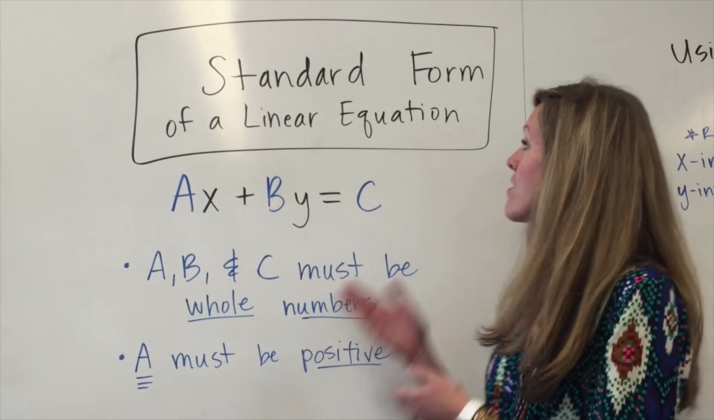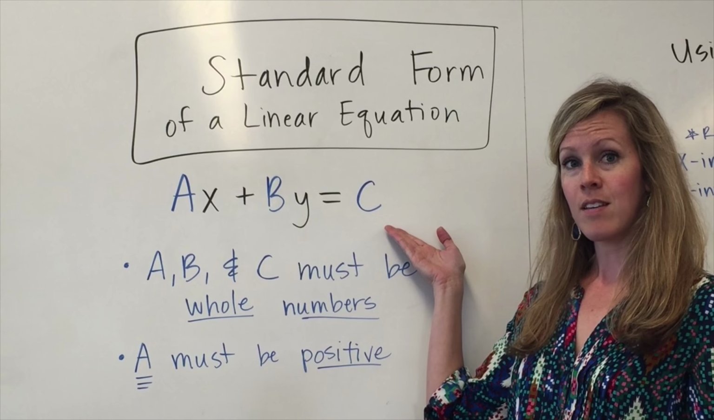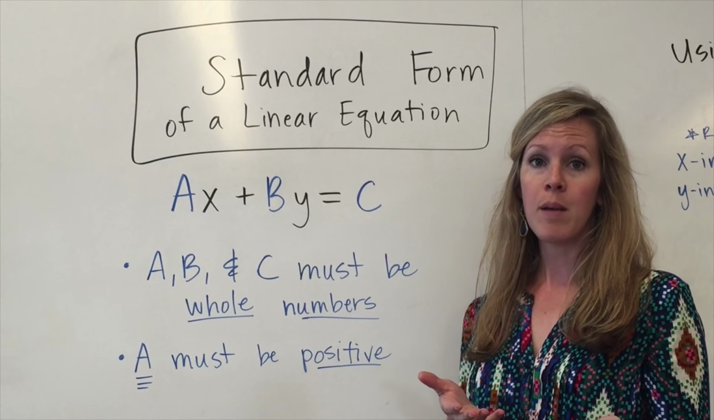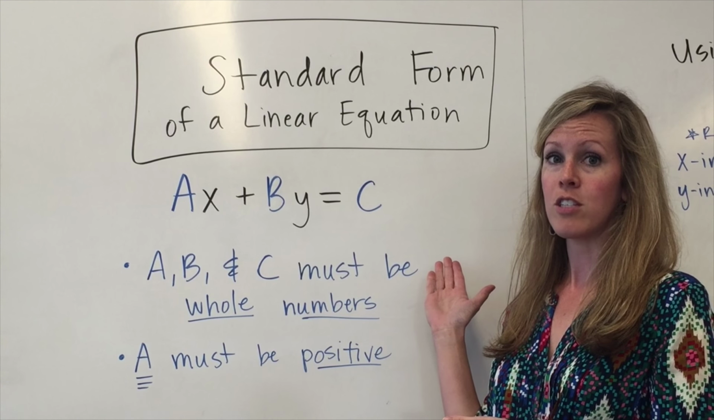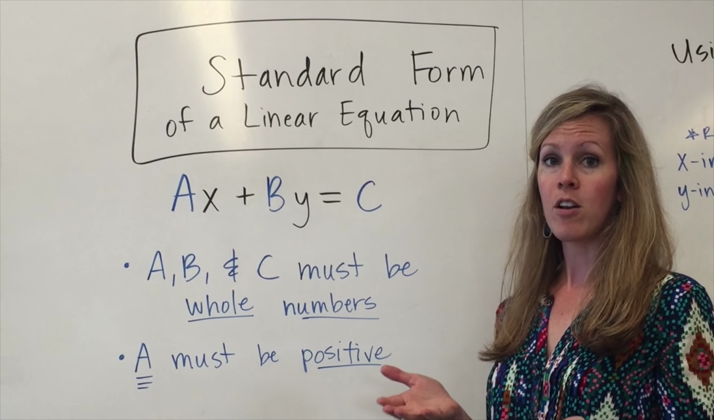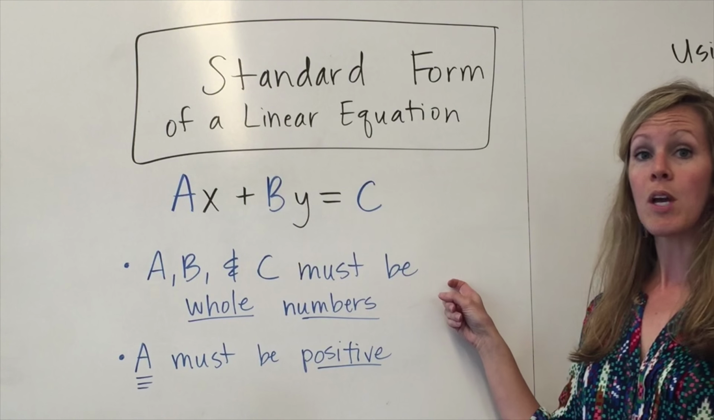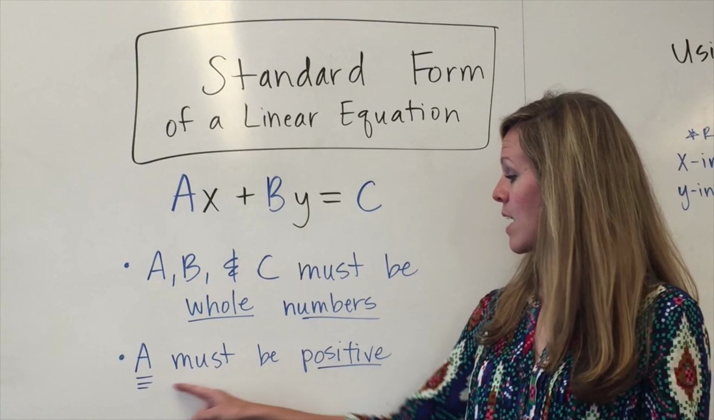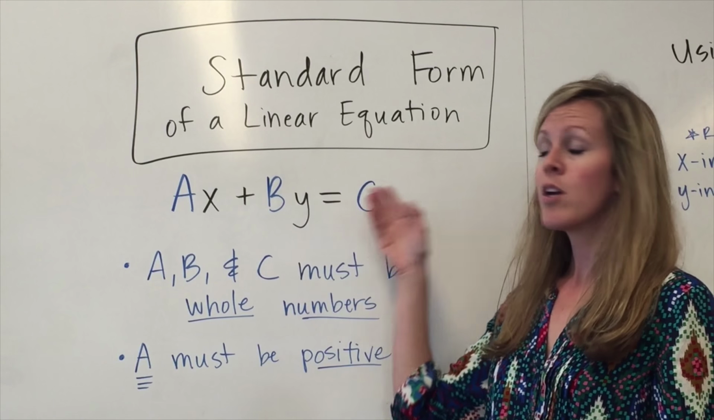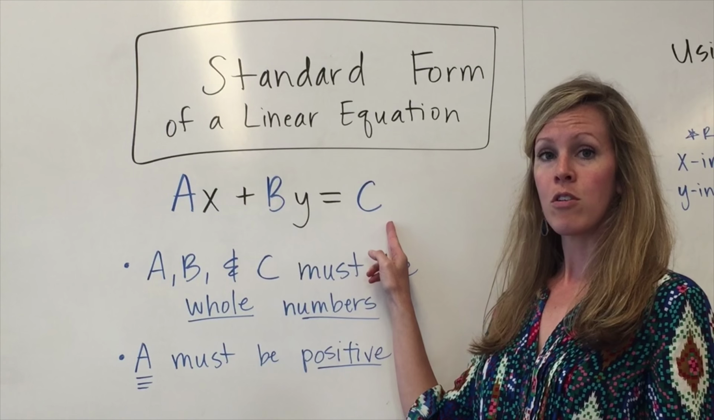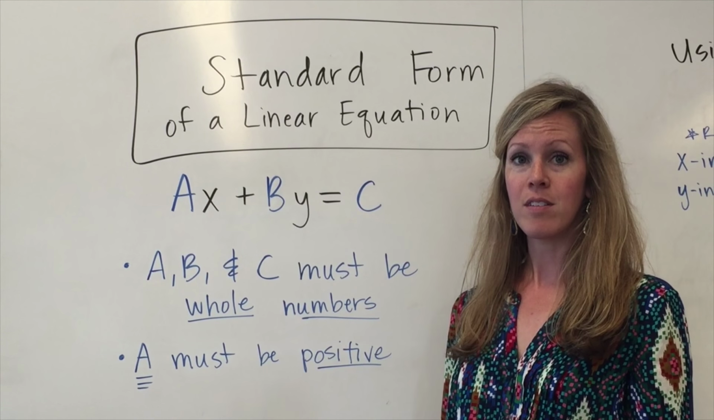Welcome back. Standard form of a linear equation is ax plus by equals c. Just like y equals mx plus b is slope-intercept form, we're talking about a different form of a linear equation today. It's a different way to write an equation of a line. A, b, and c in the equation must be whole numbers. A must be positive. So whenever you see an equation in standard form, you will know that these three numbers are going to be whole numbers, and this leading number, the a value, is going to be positive.